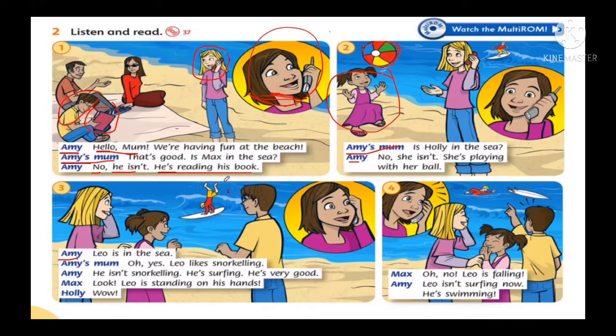But Leo is not snorkeling, right? So that's why Amy says, "He isn't snorkeling, he is surfing. He's very good." So Leo is surfing, not snorkeling, okay? And then Max says, "Look, Leo is standing on his hands." So Leo is trying some tricks in surfing. And then Holly said, "Wow." And then Max said, "Oh no, Leo is falling." So Leo fell in the water. And then Amy says, "Leo is not surfing now. He is swimming." It's because he fell down in the water. So that is the story.